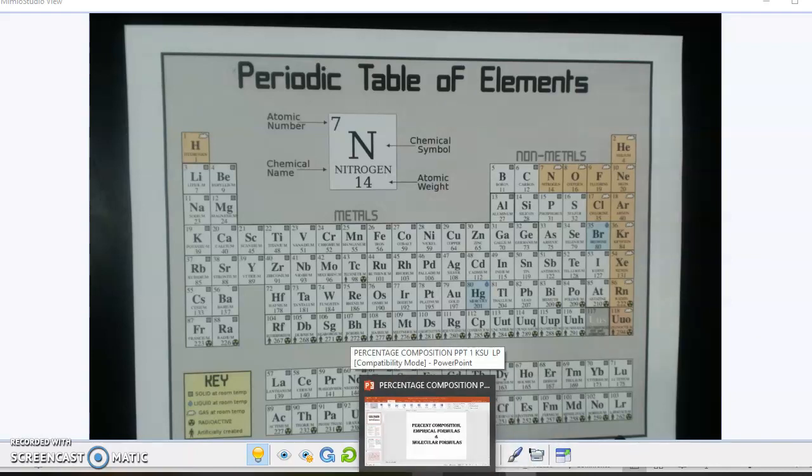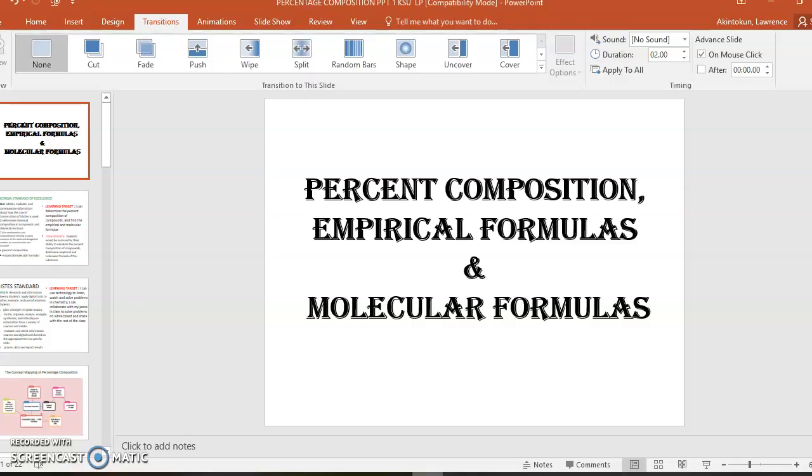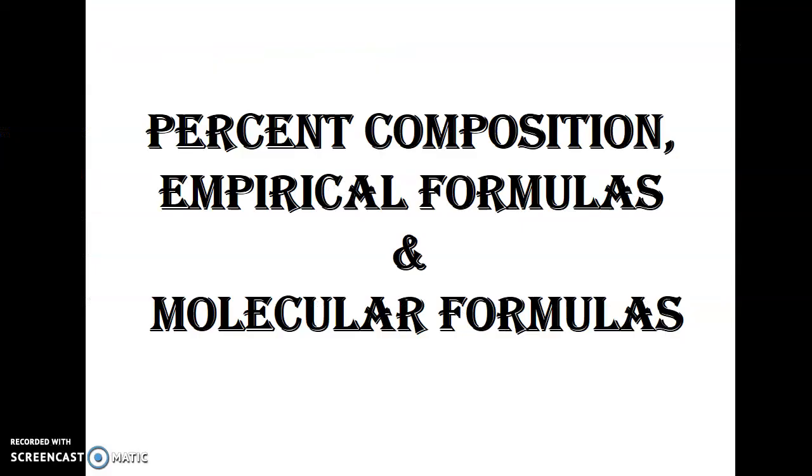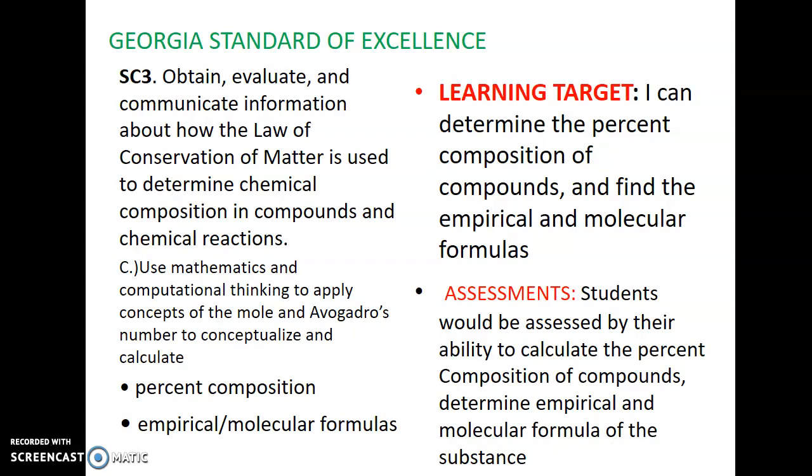I'm here to present a lesson plan to ITEC course 7430 at Kennesaw State University. The title of my lesson plan is Percent Composition, Empirical Formulas, and Molecular Formulas. Now let's get started. Let's look at the standard I'm going to address.